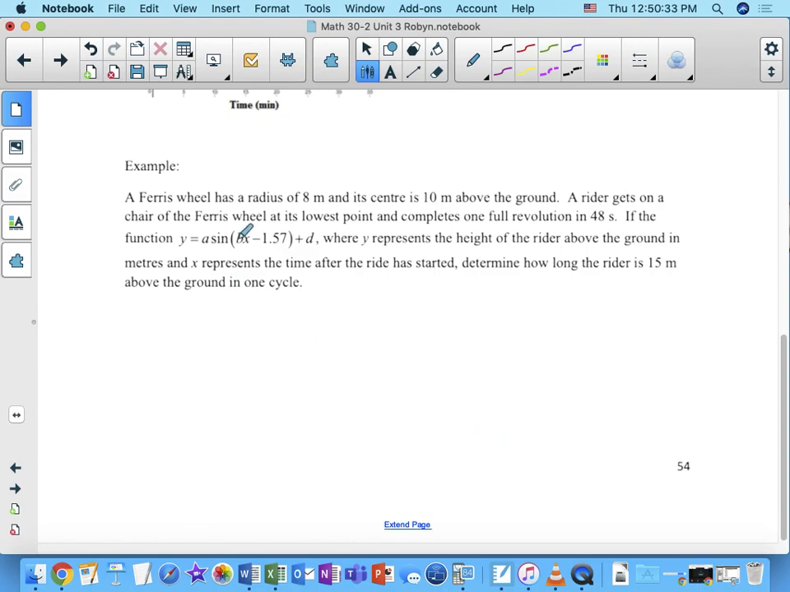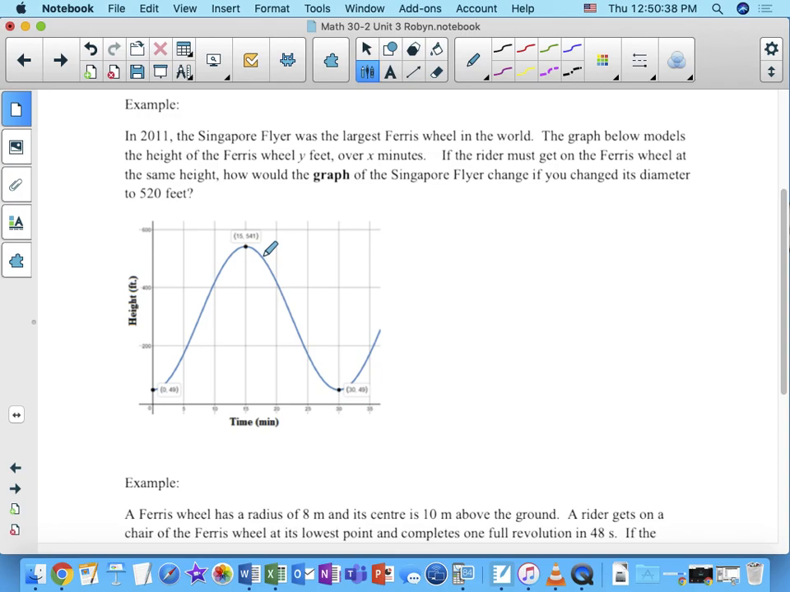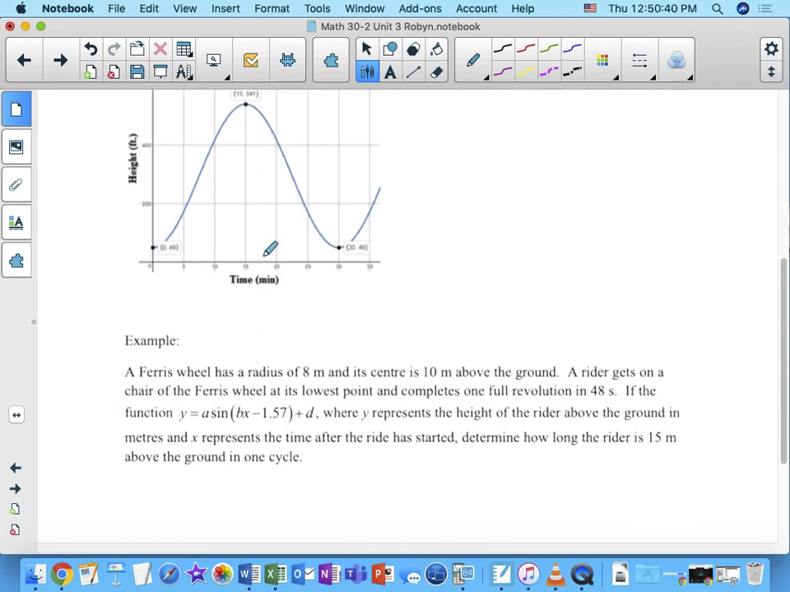Actually, no. Let's talk about this one. Okay, go to page 54 and go to the second example at the bottom.